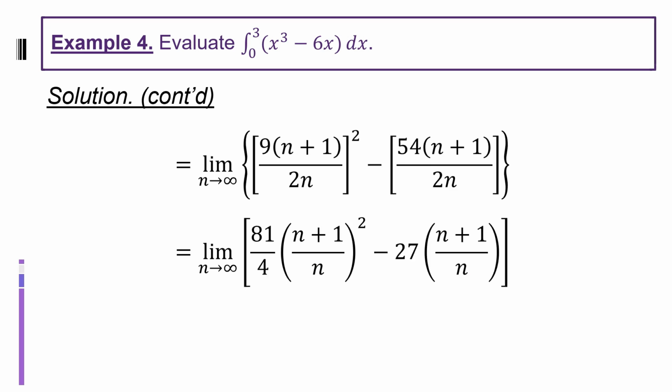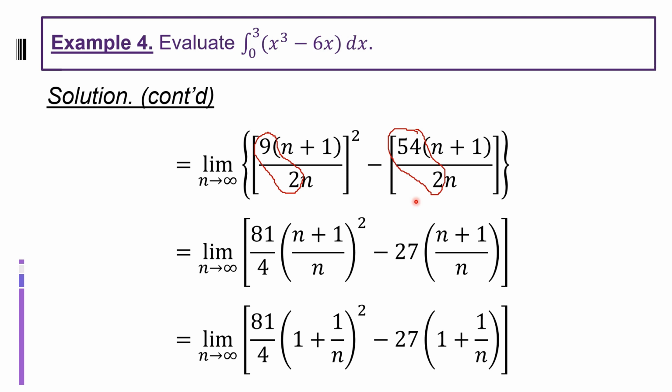Ngayon, pwede nating ilabas yung 9 halves, okay, squared. So that is 81 over 4 times n plus 1 over n squared minus, pwede rin nating ilabas yung 54 over 2 which is 27 times n plus 1 over n. Kasi gusto natin na itong dalawang to maging 1 plus 1 over n. So we have the limit as n approaches infinity of 81 over 4 times the square of 1 plus 1 over n minus 27 times 1 plus 1 over n.